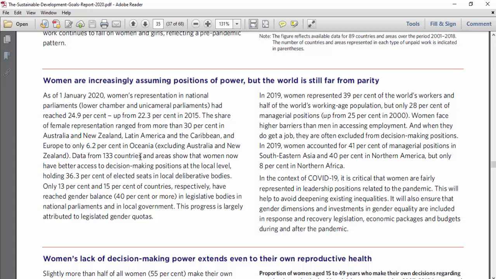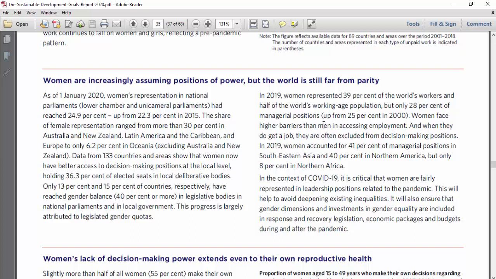Data from 133 countries and areas show that women now have better access to decision-making positions at the local level, holding 36% of the elected seats in local deliberation bodies. The progress is largely attributed to legislated gender quotas. Okay, yeah. In 2019, women represented 39% of the world's workers and half of the world's working age population, but only 28% of managerial positions.